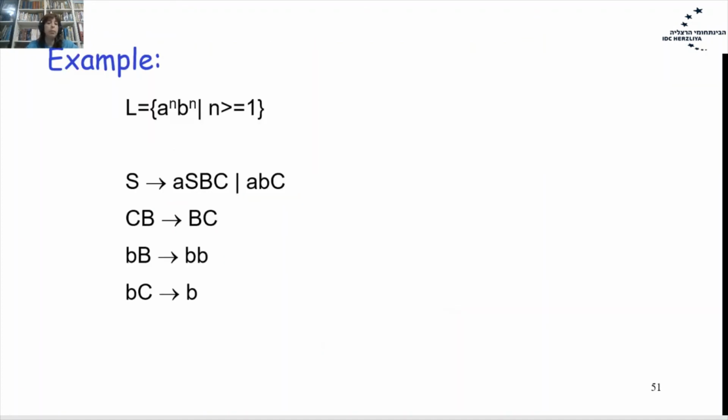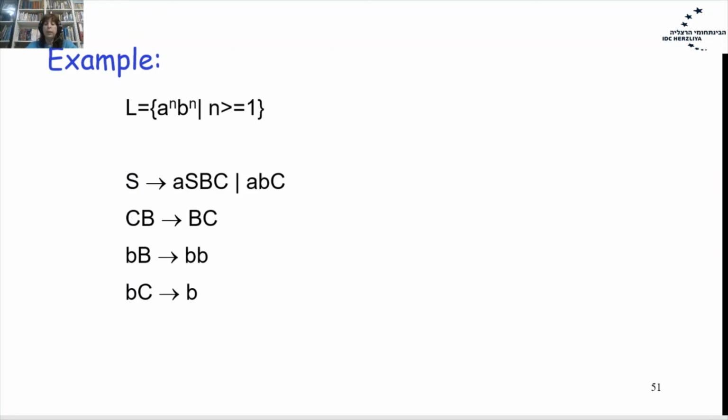Let's see an example for the context-sensitive grammar. Please pay attention. We are given a grammar for the language a to the power of n, b to the power of n, where n is greater than or equal to 1. This language, by the way, is a context-free language, but it can be written with a context-sensitive grammar. Please pay attention that now on the left-hand side of the rules, sometimes you have not one variable, but two variables or a terminal symbol and a variable.